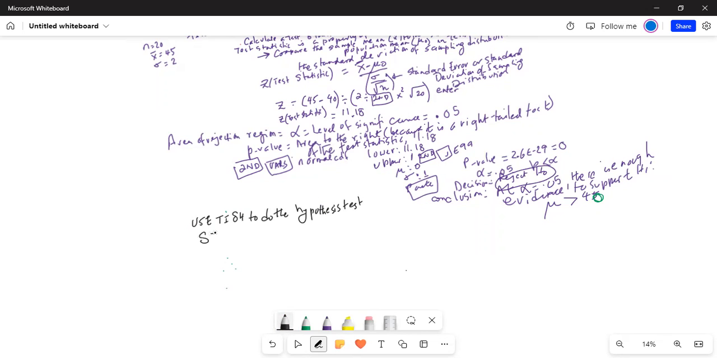So we press the stat button. Then we highlight test on the top row. Then we scroll down to z-test. The reason we choose z-test is because sigma, the population standard deviation, is 2, known. So stat, test, scroll down to z-test, that's number 1, easy.